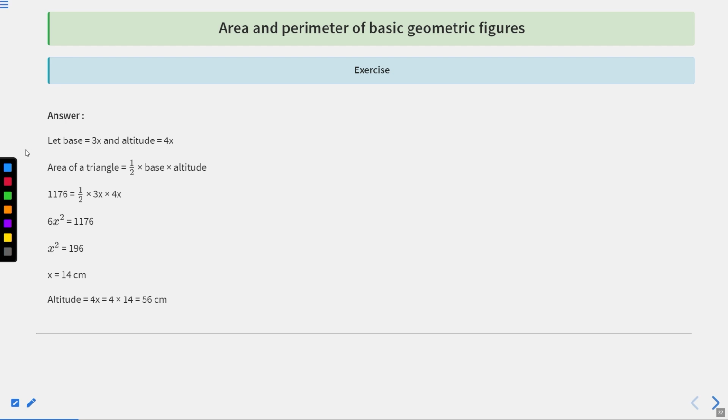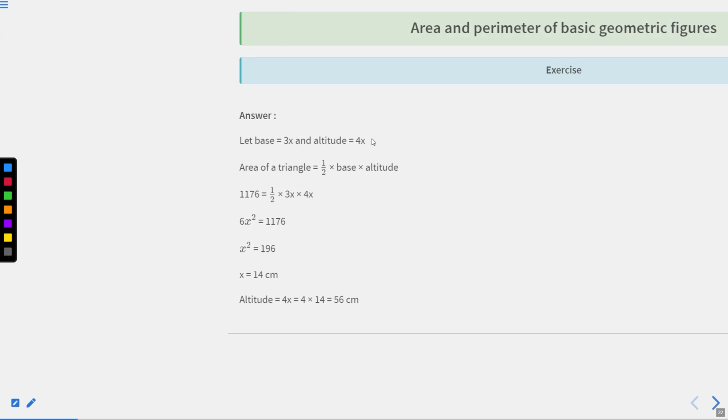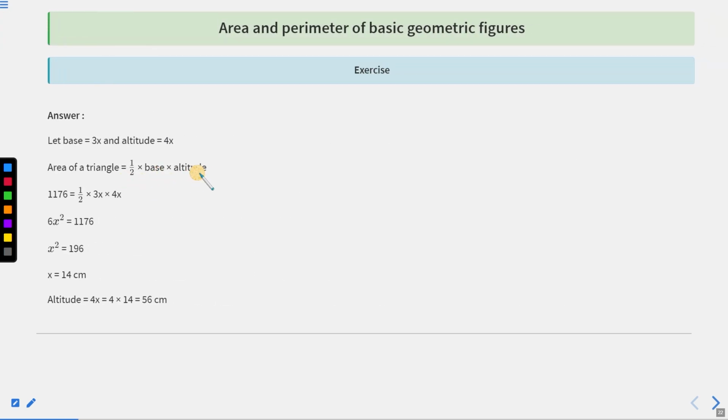So let us suppose the base be 3x and the altitude be 4x, and this information is drawn from the ratio that is initially provided to us. So the area of the triangle is half base into height. Height can also be written as altitude. The area of the triangle is given to us, that is 1176 equal to half into 3x into 4x. If I simplify this, I will have 6x square equal to 1176, x square equal to 196, and on further simplification I will have x equal to 14.